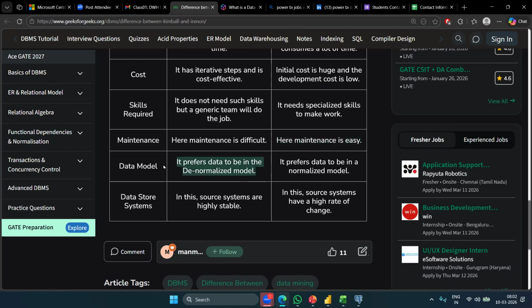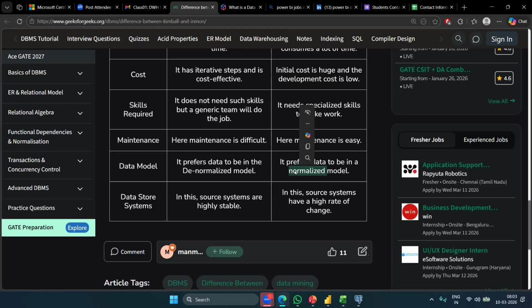It prefers data to be denormalized. It prefers data to be normalized, right? So guys, this denormalization and normalization is another important topic that we need to learn, right? So for the next 10 minutes, I want your complete attention on this one, okay? Because I'm going to show you some examples, some tables, to explain what normalization and denormalization mean so that it is easy to understand.